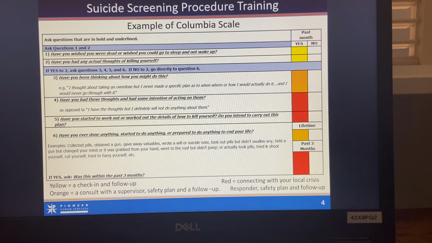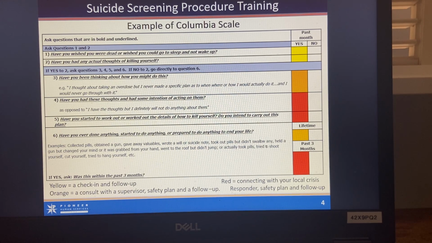Have you had these thoughts and some intentions of acting on them? This is a deeper understanding of an individual's plan. Are they now intending to act upon the plan that they have thought of? If they say yes, you go on to question number 5.